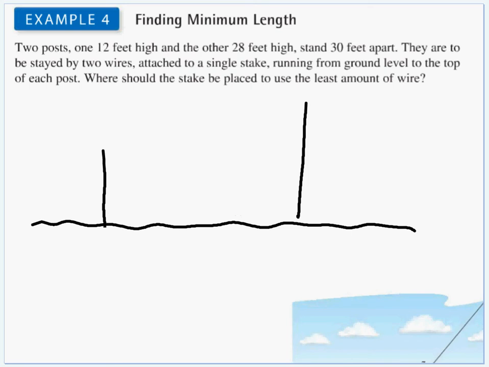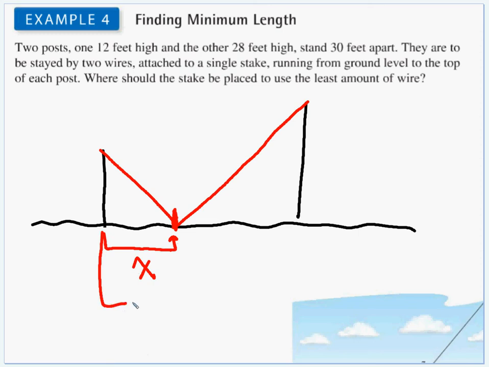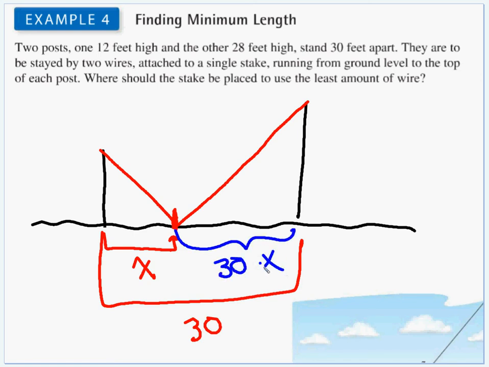And I'll use red, so we're going to put a spike somewhere in between these posts and attach a wire from the top of each to the spike. And we're going to just call this distance here from the short pole to the spike, let's call that x. And then, of course, this entire distance from pole to pole is 30. So that makes this distance 30 minus x. Okay, this is 12, this is 28.